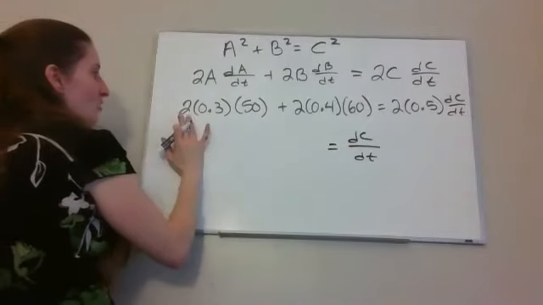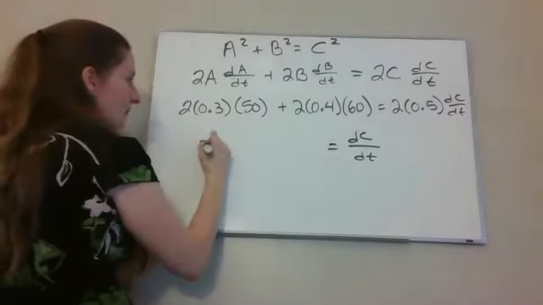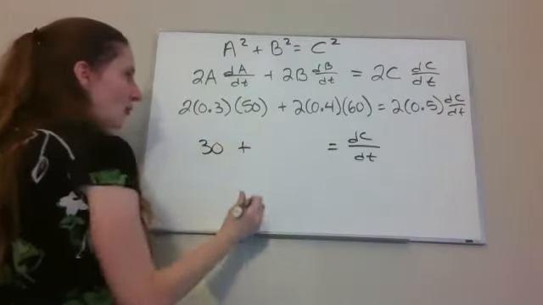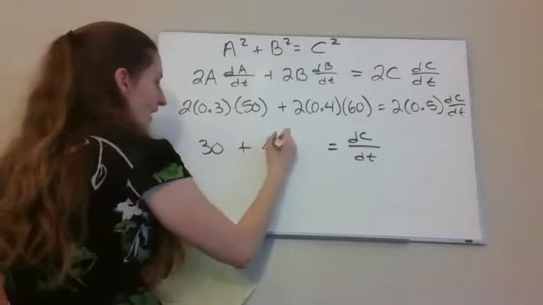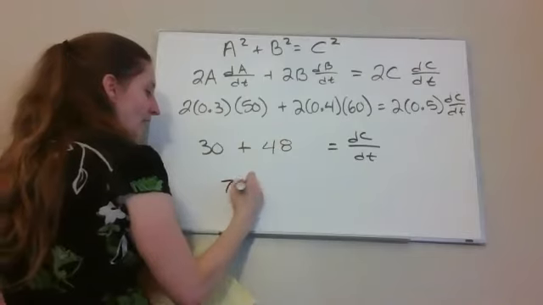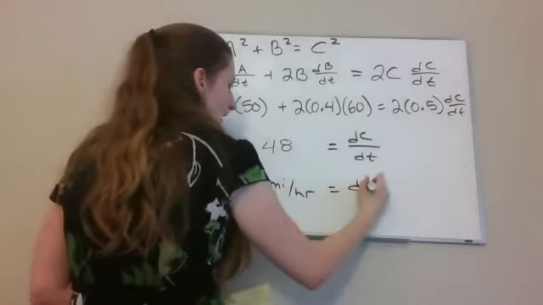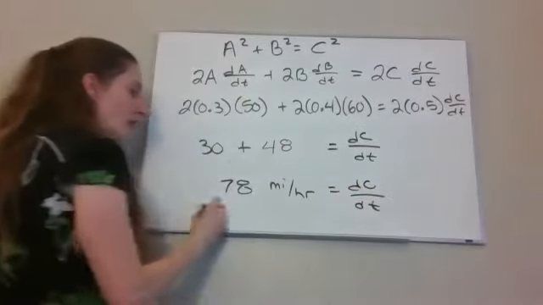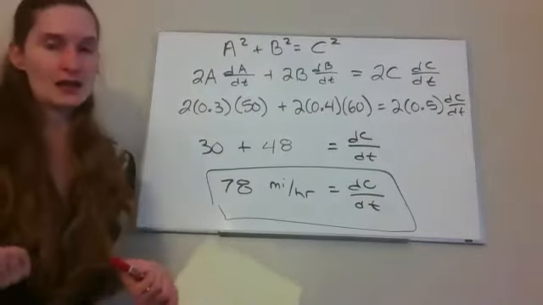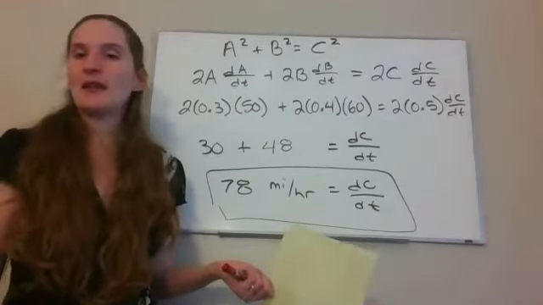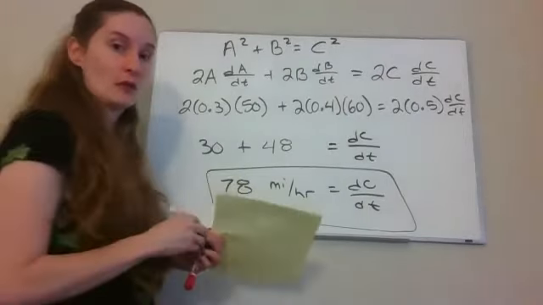And then this 2 times 0.3 times 50 is equal to 30. And 2 times 0.4 times 60 is equal to 48. So I end up getting 78 miles per hour is the rate at which the cars are approaching each other. Not too bad. I actually really like the ones with the Pythagorean theorem. They seem much more straightforward to solve. I feel like students tend to be more comfortable with those problems as well.